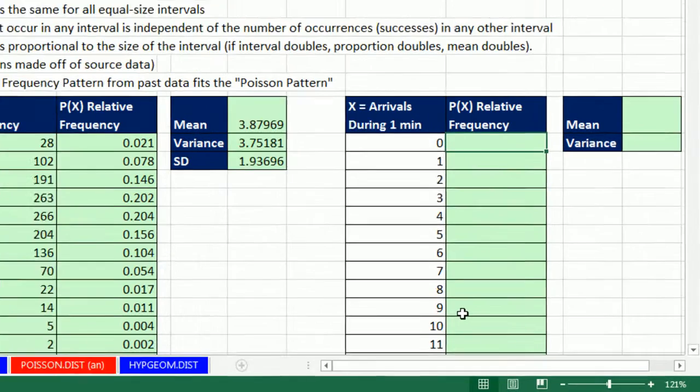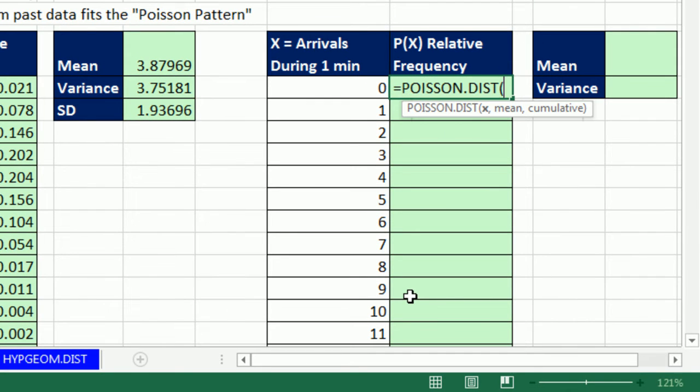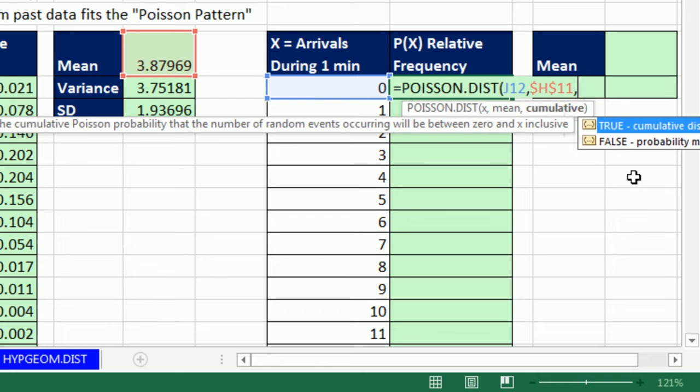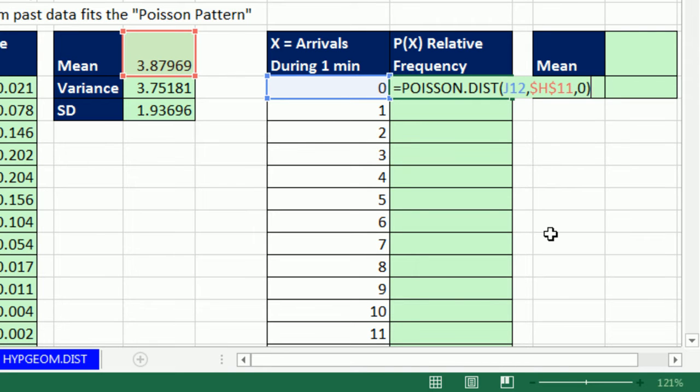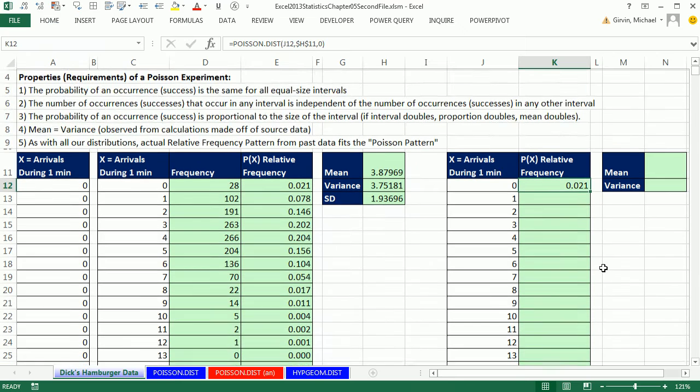So check this out. I'm going to do equals Poisson.DIST. It only wants the X. These are the number of people arriving during our 1 minute interval. And the only input we're going to need is the mean. So as long as you know the mean, right? You working at Dick's, you know that the mean from past data is 3.88. You can go ahead and use this function, comma, and the cumulative or probability mass, that's exactly the same. When you want the exact probability for a discrete probability distribution, you use that 0. Close parentheses, Control Enter, and I'm going to copy it down.